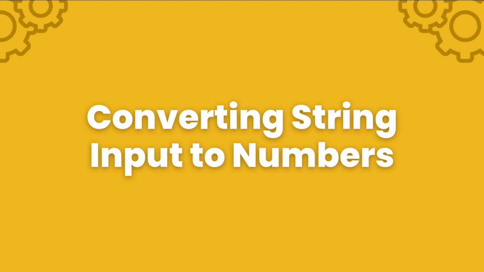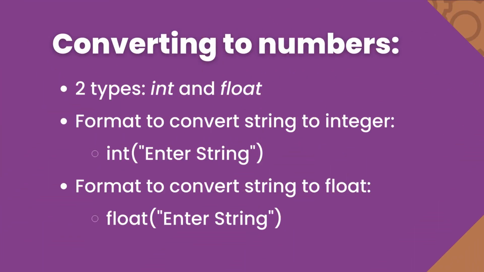Hi guys. So you learned how to take input from a user. But the thing is that when you take input, it is always in the form of a string. So what if you wanted to take input in the form of numbers? You would have to convert the string input to numbers. Remember the two types of numbers we learned? Integers and floats? If you wanted to take input as a number, then you would need to convert the string to an integer or a float.